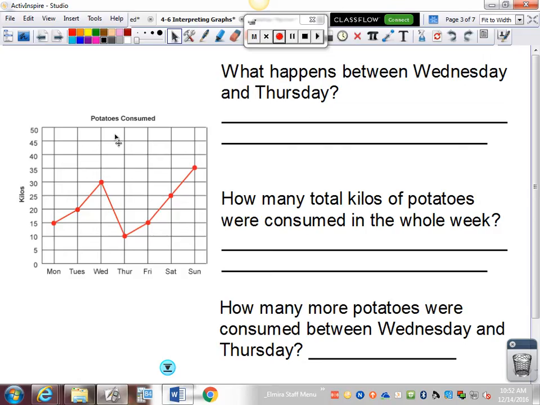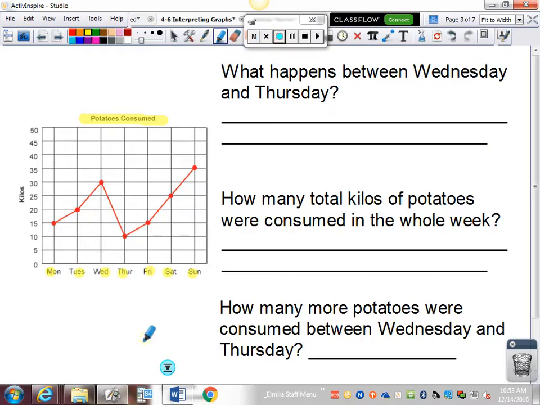Okay, this graph, before we even read the questions, let's just look at the graph so we know what it's about. First of all, the title. The title says potatoes consumed. This is about potatoes. All right. I also see that we're measuring the potatoes eaten on various days of the week.